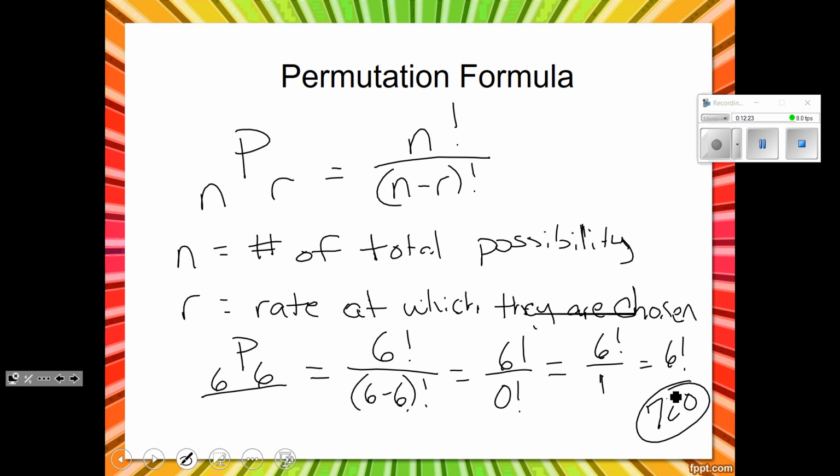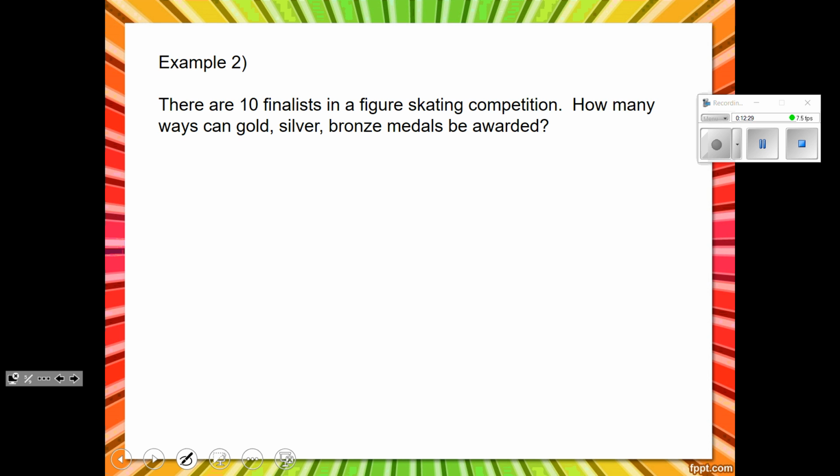720 ways. Okay? Any questions on that? So let's look at example 2. There are 10 finalists in a figure skating competition, and I want to know how many ways can gold, silver, and bronze medals be awarded.